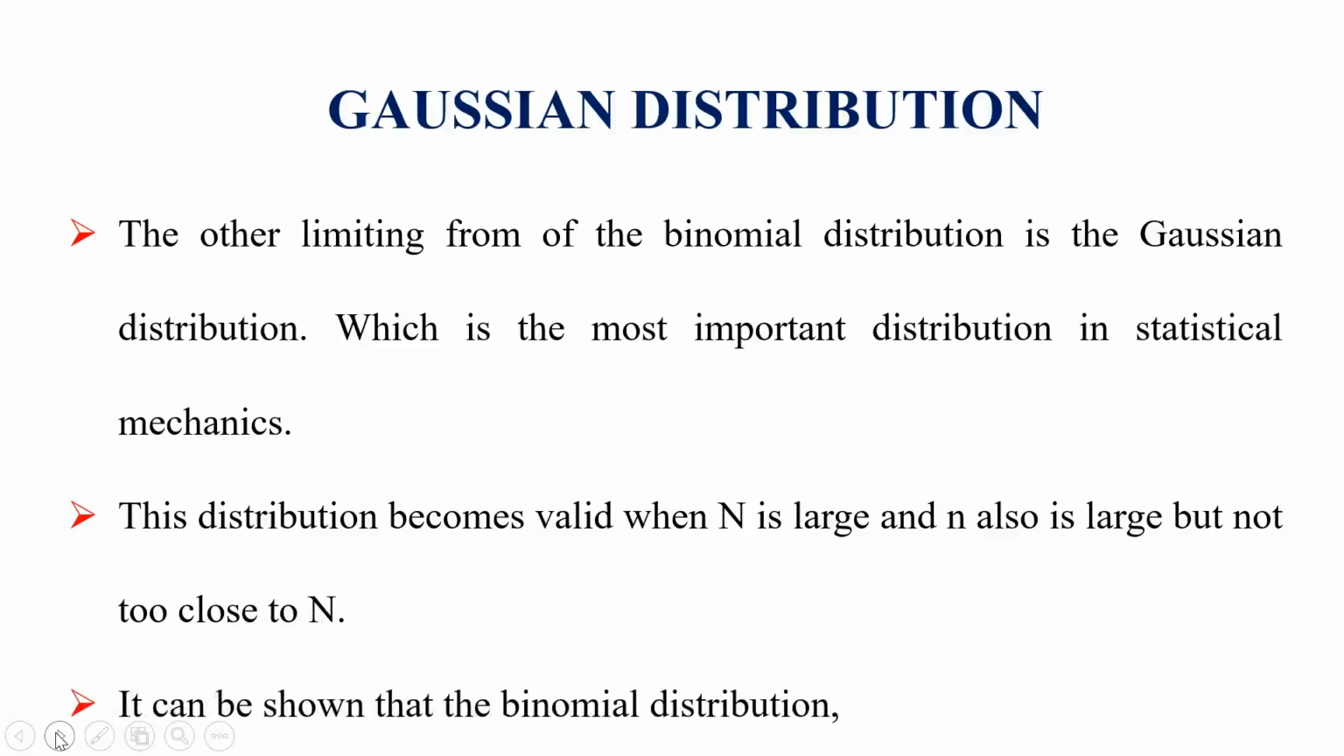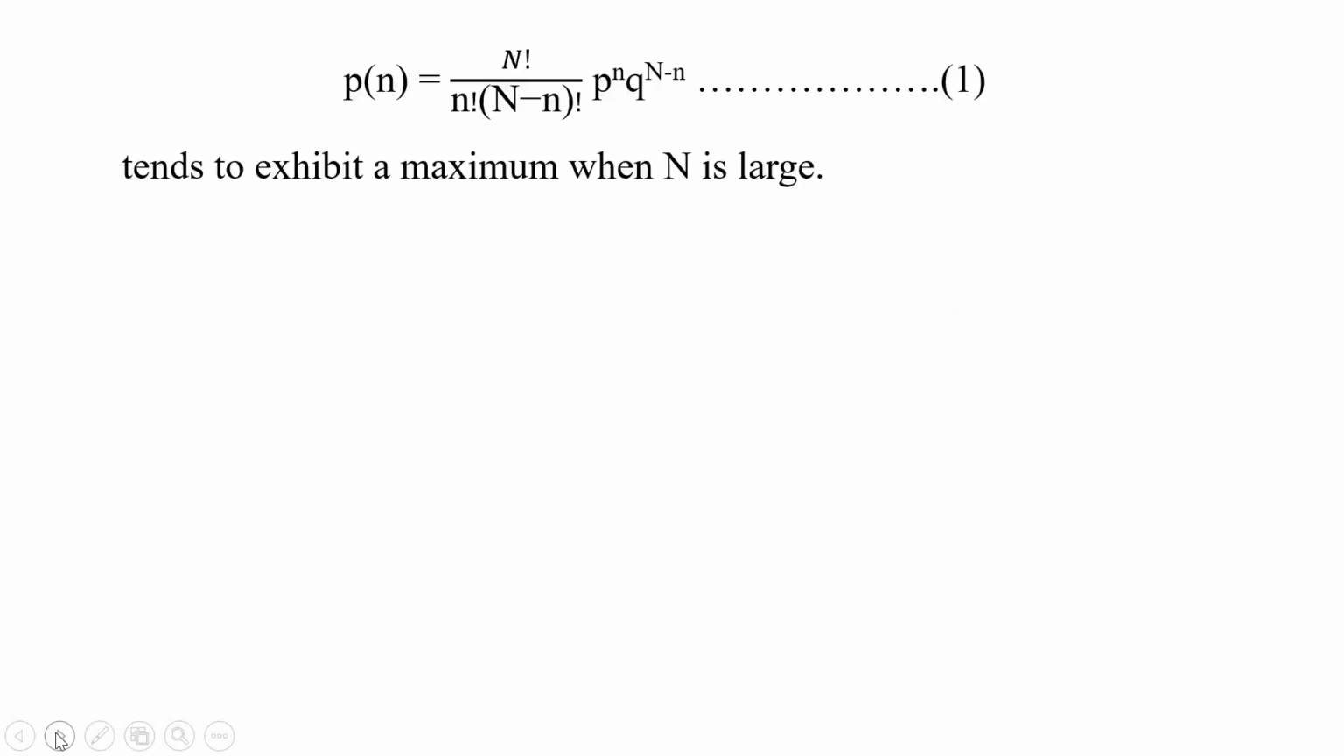It can be shown that the binomial distribution formula, also known as Pn, the probability of n particles or n events, is equal to capital N factorial upon small n factorial times (capital N minus small n) factorial, p raised to n, q raised to capital N minus small n. That is equation number one, the binomial distribution equation. It tends to exhibit a maximum when capital N is large, and this condition is valid when capital N is large.